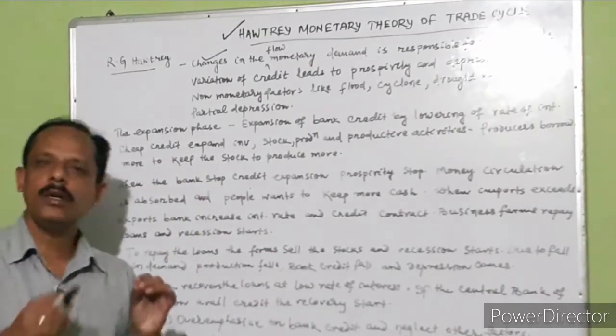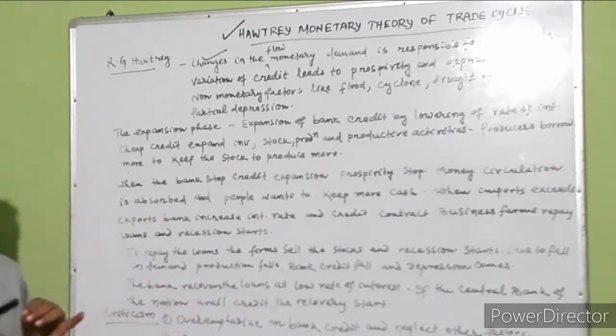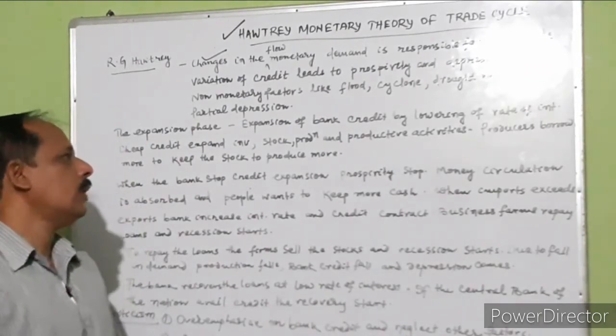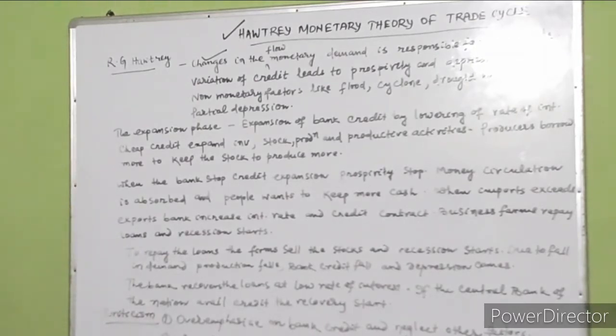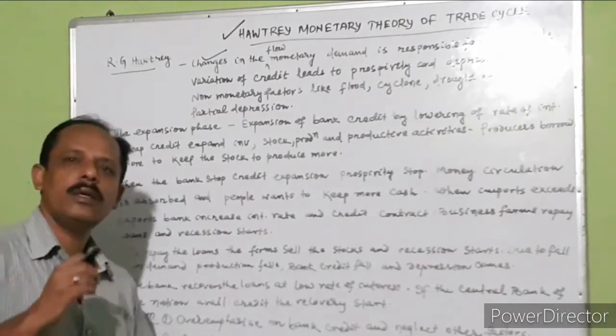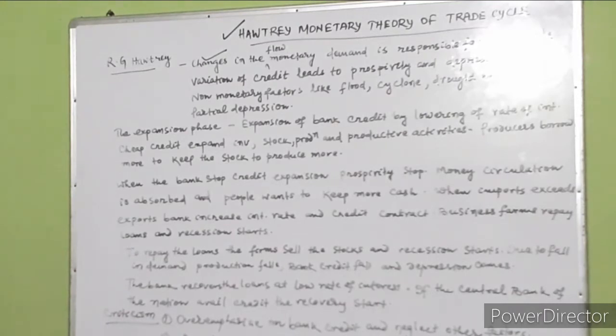But the non-monetary factors, according to his view, operate only partially in the economy. Non-monetary factors like flood, cyclone, drought lead to partial depression in the economy. So the monetary factor is the most important factor for the operation of the trade cycle, whereas the non-monetary factor plays only a partial role. According to him, there are three phases. First, the expansionary phase or expansion phase.